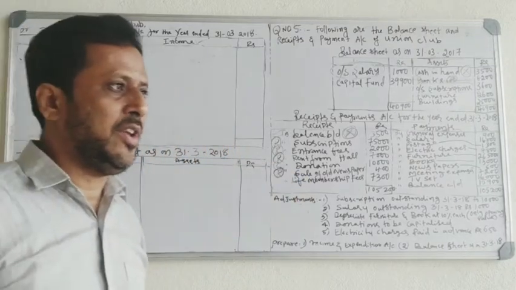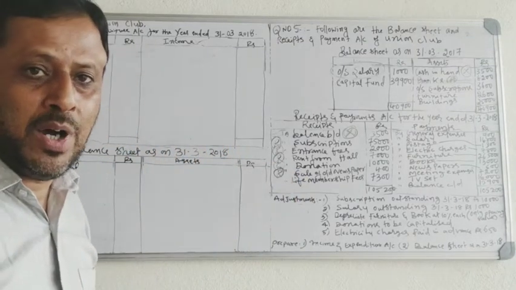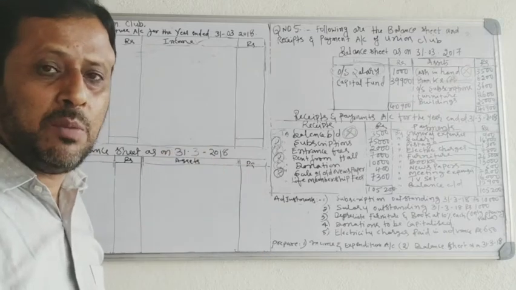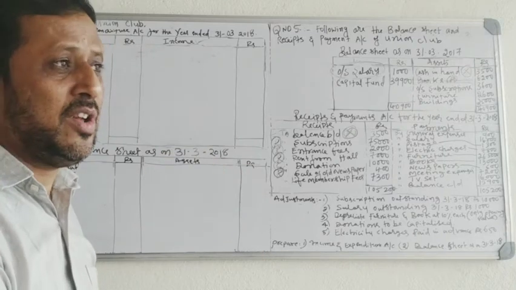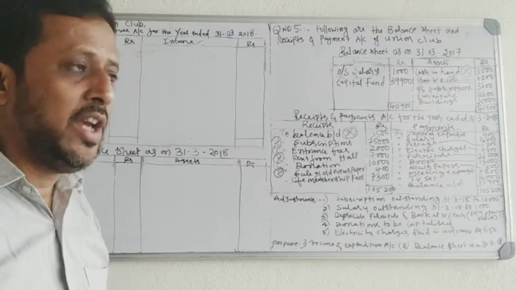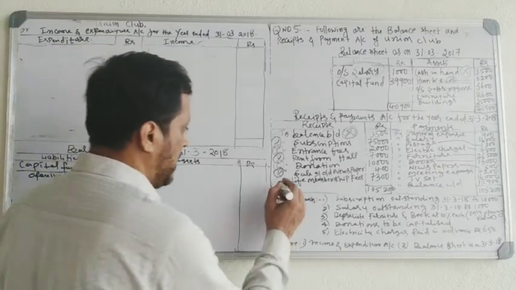Life membership fees. It is received from the member only once to make him a life member of the organization. So it is not received regularly. It is a capital receipt.